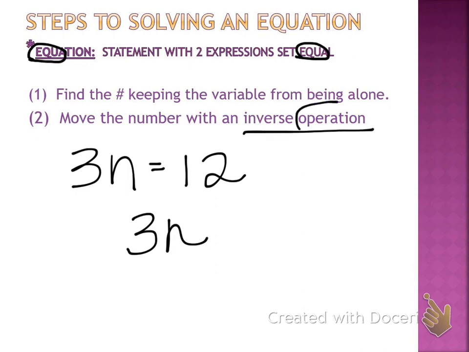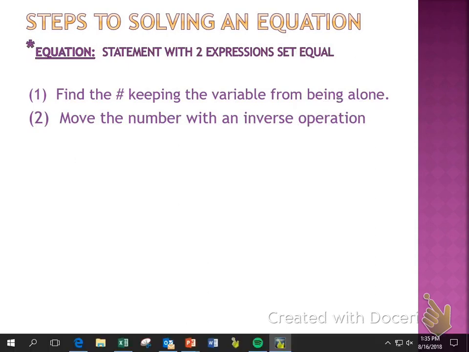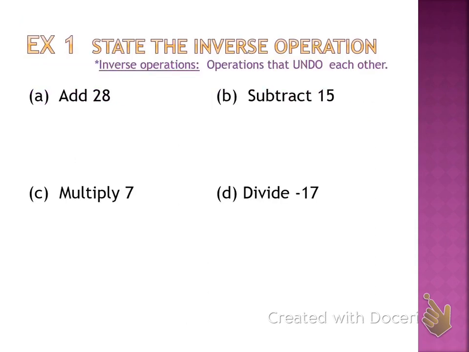Now let's talk about operations real quick. Let's go back to elementary school. What are the four basic operations in math? Olivia. Addition, subtraction, multiplication, and division. Very good. Addition, subtraction, multiplication, and division. So when we talk about inverse operations, we're talking about operations that undo each other. So, for example, if I'm adding a number, what is the inverse or the opposite of adding a number? Class? Subtracting a number. Very good.